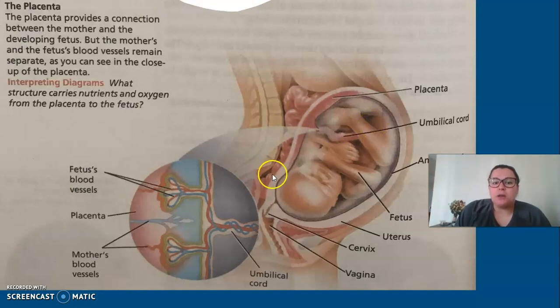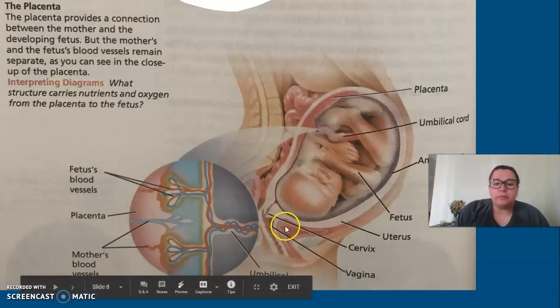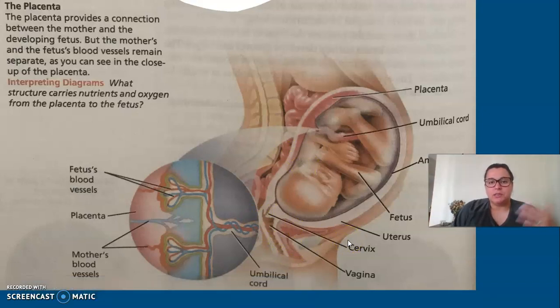And you can see that the mom still has all of her other parts that we learned, like the intestines and stuff. Also, the bladder would be down here. The baby actually squeezes onto the bladder, and that's what makes mothers have to run to the bathroom a lot. So, some things that you need to know: the placenta feeds the baby, and it feeds it using the mother's blood.